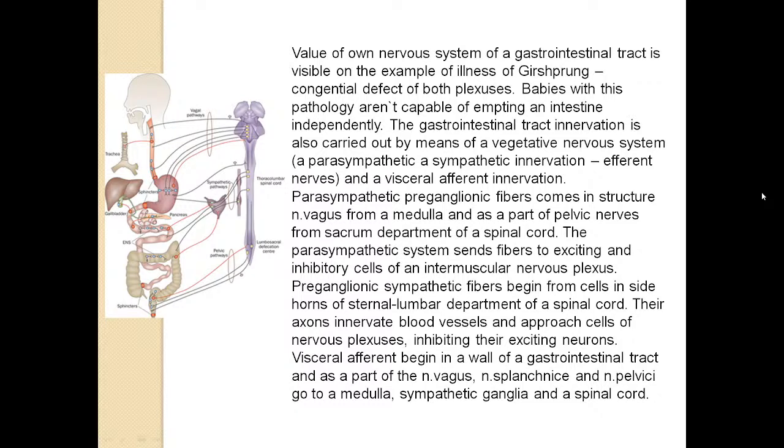Their axons innervate blood vessels and approach cells of the nervous plexus, inhibiting their exciting neurons. Visceral afferents begin in the wall of the gastrointestinal tract and are a part of the nervus vagus, nervus splanchnicus, and nervus pelvicus. They go to the medulla, sympathetic ganglia, and spinal cord.